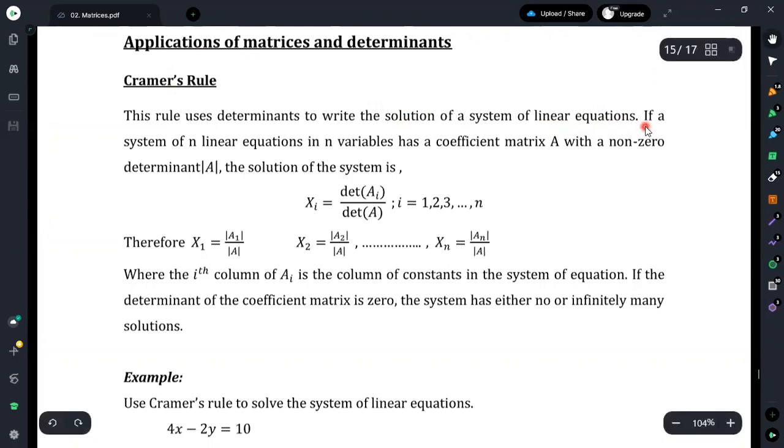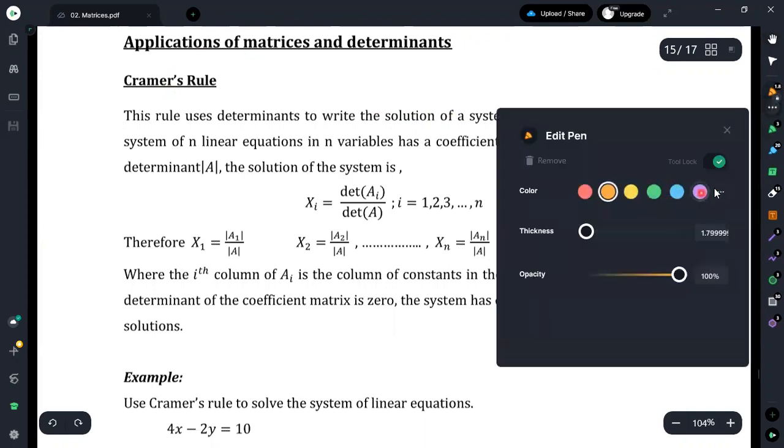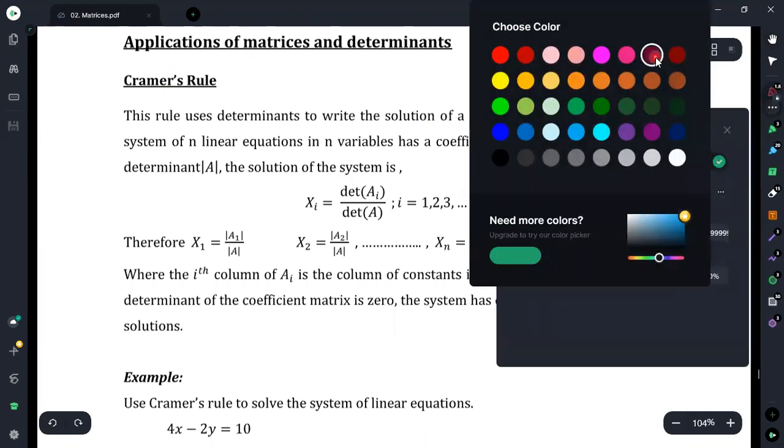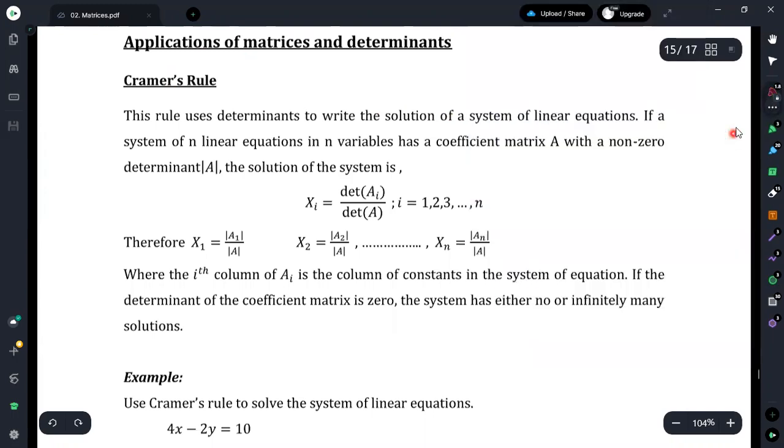If you have n number of variables, as an example, suppose you are asked to obtain an answer for an equation with only one variable. Suppose you have an equation like 3x plus 5 equals 9.